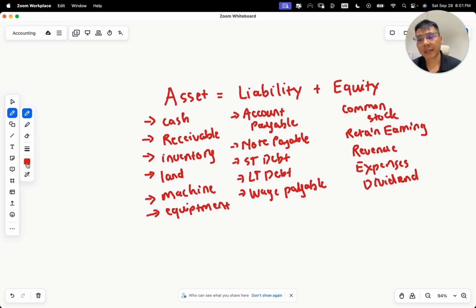Now, in accounting, you also run into the concept of debit and credit. Because accounting is double-entry bookkeeping, it must have a debit side and a credit side. So in this equation, your debit side is the asset. Whatever is on the left-hand side is the debit, separated by the equal sign. The two items on the right-hand side, the liability and the equity, are the credit side.